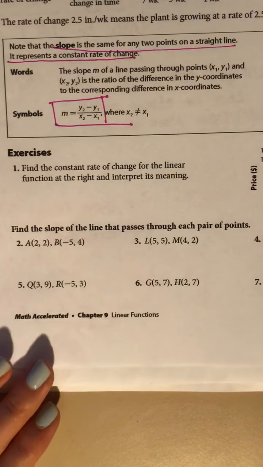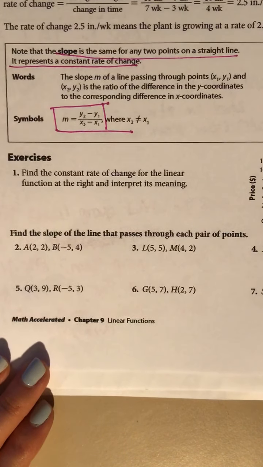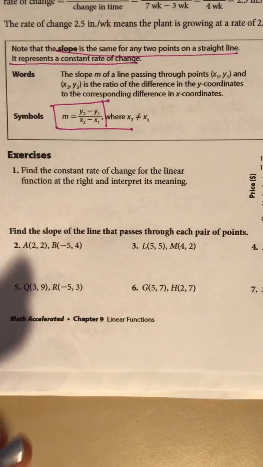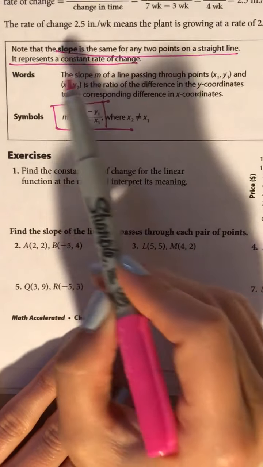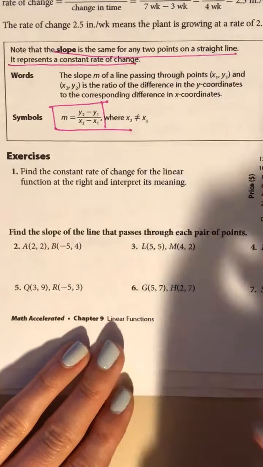Good morning. So continuing with our new chapter, today we're going to be talking about slope and how to find the slope of a line. So a slope is the same for any 2 points on a straight line of a graph. It represents a constant rate of change.